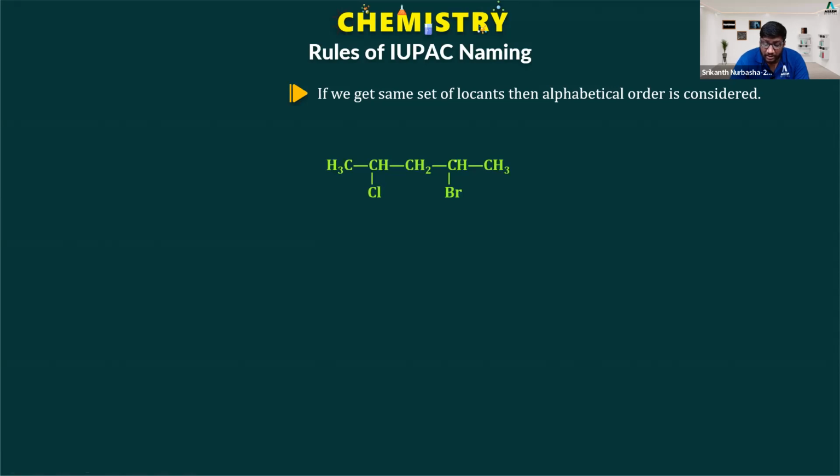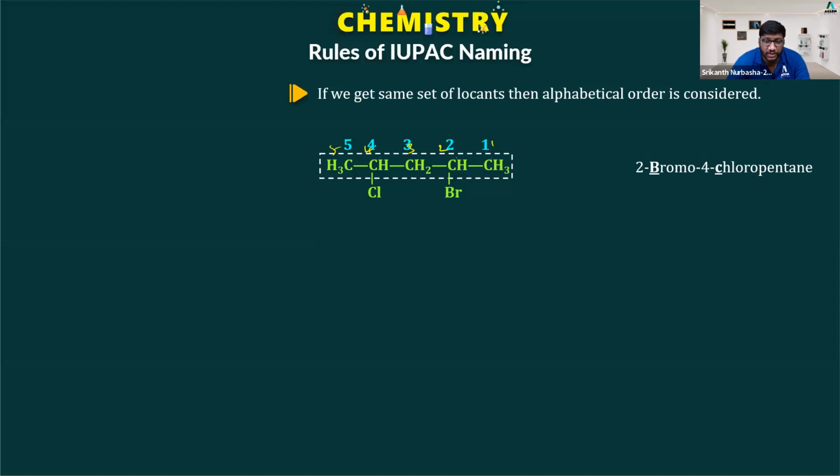Like CH3, CHCl, CH2, CHBr, CH3. If I give numbering in this direction, 1 2 3 4 5, I'll be getting the substituents at the second and fourth positions, 2 comma 4. If I give the other direction also, I'll get again 2 comma 4. But here we have bromo on the second, whereas I have chloro on the fourth. So B comes before C. So I can say 2-bromo-4-chloropentane. This is the correct order because we are just following the alphabetical order.